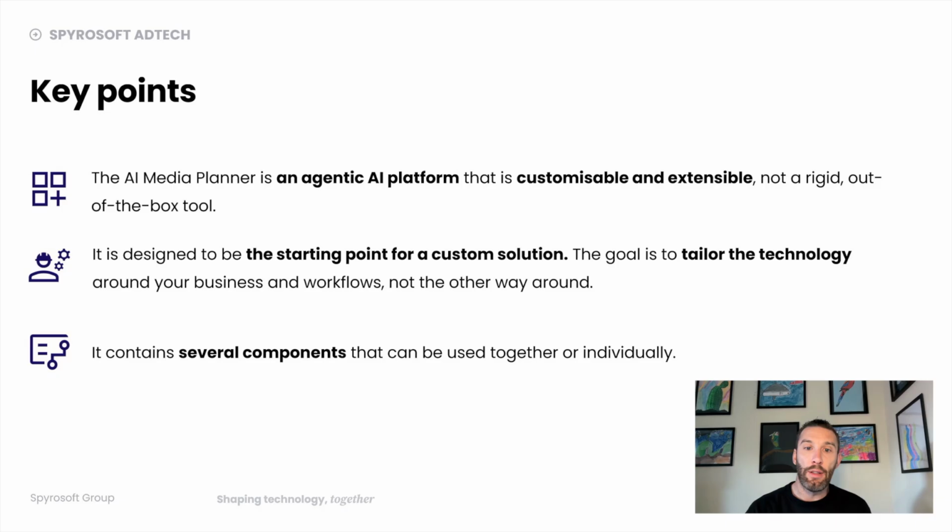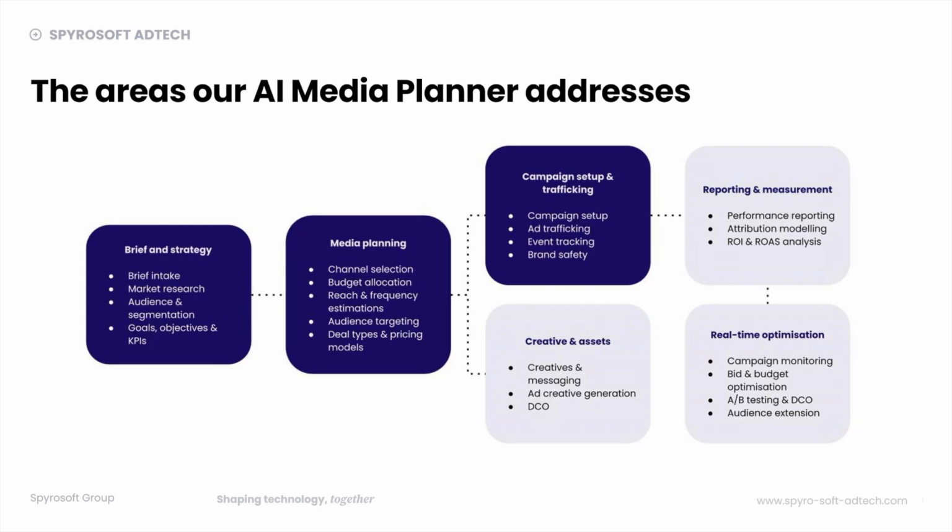Now, I just want to emphasize the first 2 points quickly. So as I just mentioned, the AI Media Planner isn't a ready-to-use tool that you can start using tomorrow or next week. It's designed to be fully customizable so that you can shape it and mold it to fit your business needs and requirements. So our AI Media Planner aims to address the 3 core parts of the media planning process. Now, this process might look different to yours. We've just combined a few of the stages together to make it more concise, but the overall flow is essentially the same. So the 3 areas it focuses on are brief and strategy, media planning, and campaign setup and trafficking.